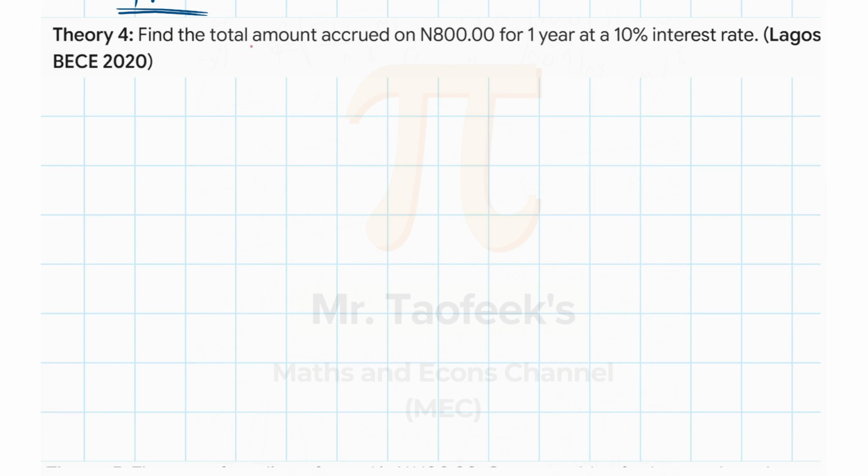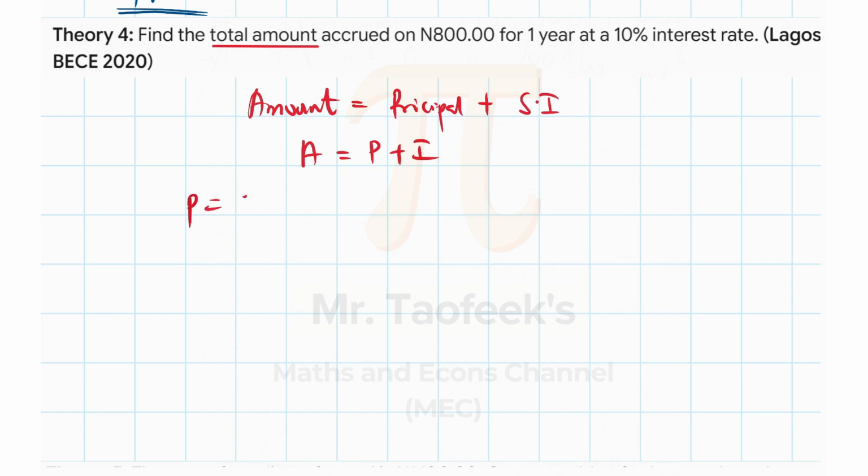So whenever you hear the word amount, total amount in simple interest, amount just means what? The principal plus what? The simple interest. I like to write this as amount is equal to principal plus interest for short. So in this question, our principal is 800. Our time is 1 year. And then our rate is 10%.